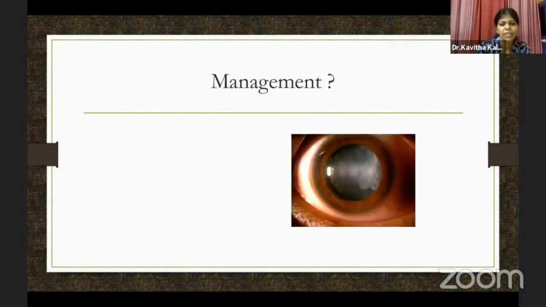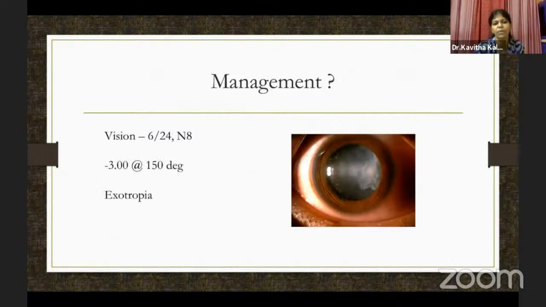So in this situation, if we see, this is a child with a vision of 6/24 N8. There is a -3 astigmatism in that eye at 150 degrees, and there is an exotropia, and there is an obvious cataract. So what is the cause here for the subnormal vision? So it's probably a combination of all the above. So there is exotropia, there is cataract, there is an anisometropia. So here, this is a typical case of combined mechanism amblyopia.